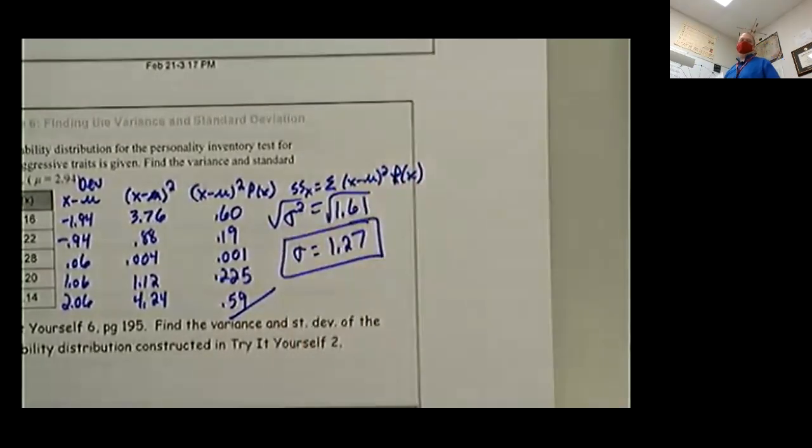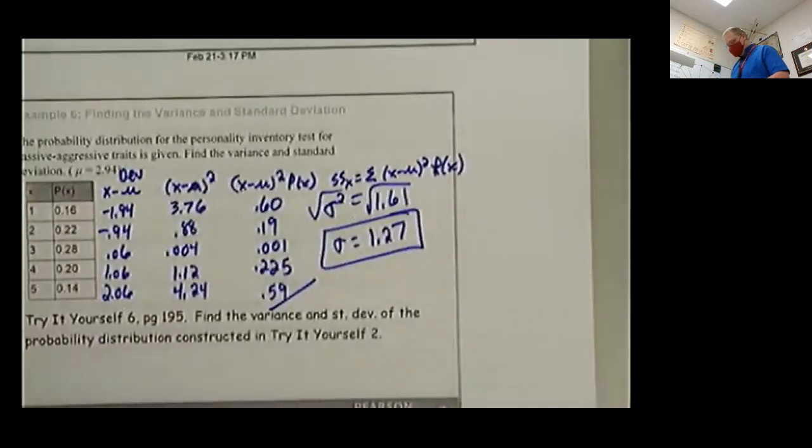Now, I know that's a lot of steps, but it's the same thing we did back in chapter 2, but now we're applying it to discrete probability distributions. I'm going to let you try yourself 6 on your own. I don't have that one worked out.